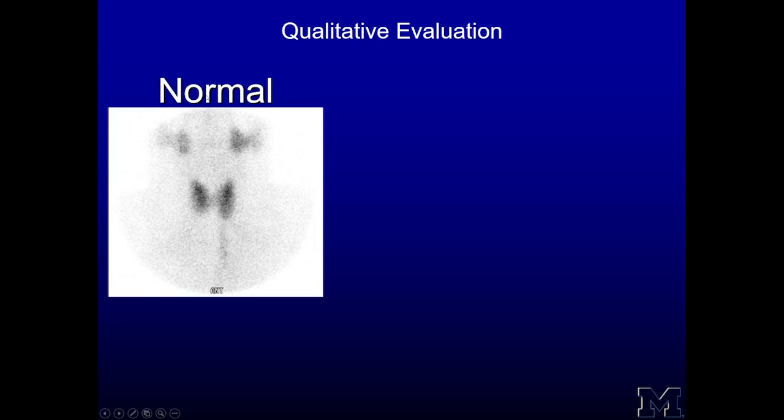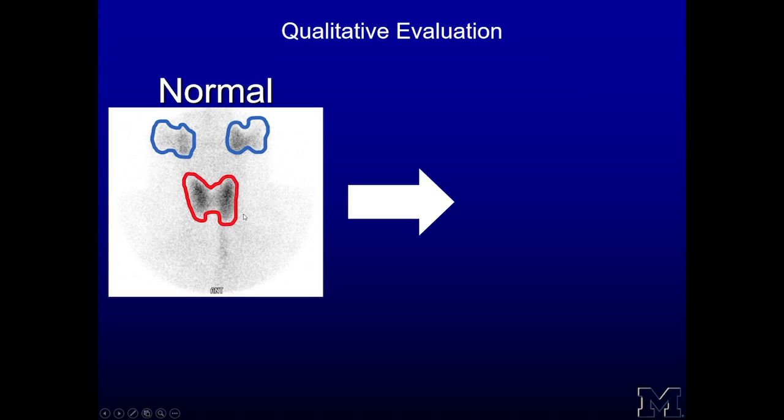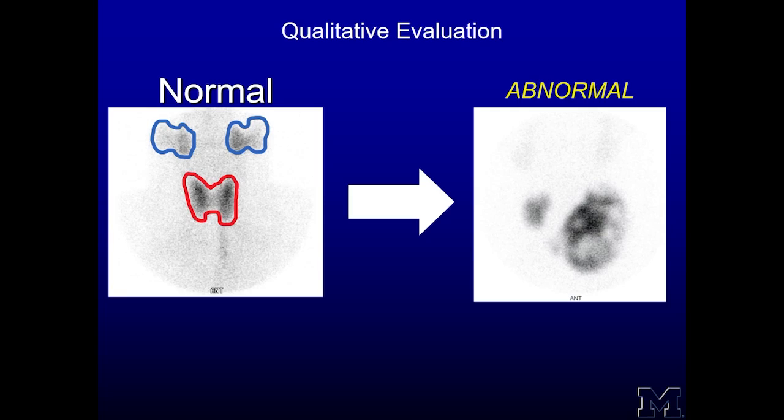Again, qualitative evaluation. This is a normal scan, normal thyroid to salivary gland ratio. While here we have an abnormal scan with absence of visualization of the salivary glands and high thyroid uptake, which is very, very heterogeneous. So this is an abnormal scan with a high thyroid to salivary gland ratio consistent with hyperthyroidism, in this case toxic multinodular goiter.